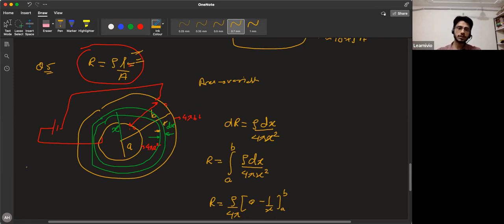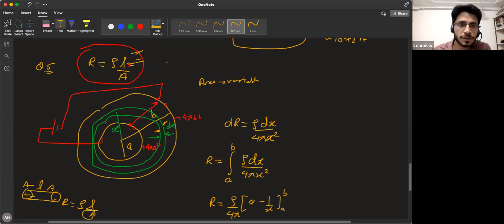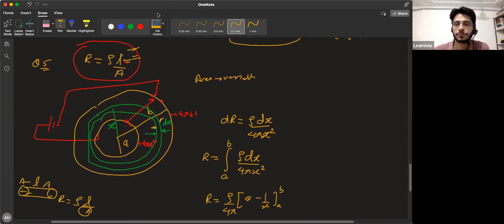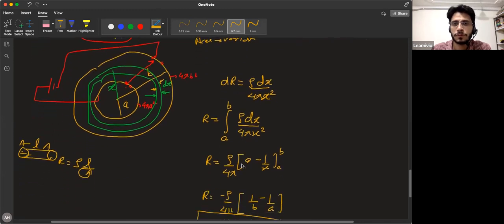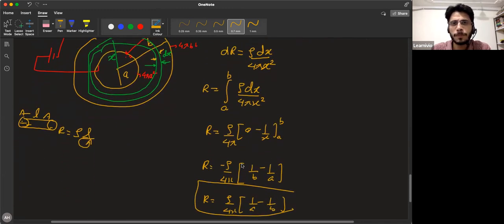Because when you write this expression, it means across this area, this length is L. Then you write this expression rho L by A. This means the area should be constant when you take length. But if your area is changing, you can't use this expression directly. You have to take a small element, take the resistance of that small element, then integrate it from the initial to the final. Yes, clear? Yes, sir.